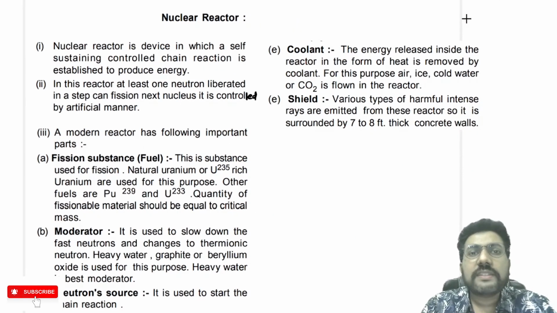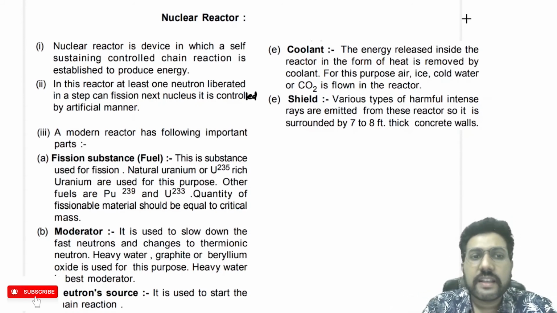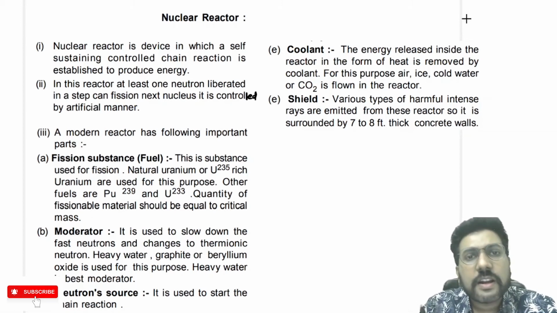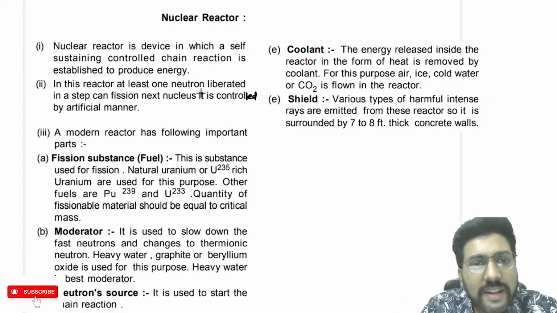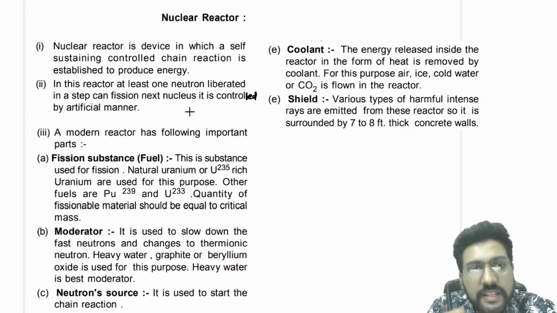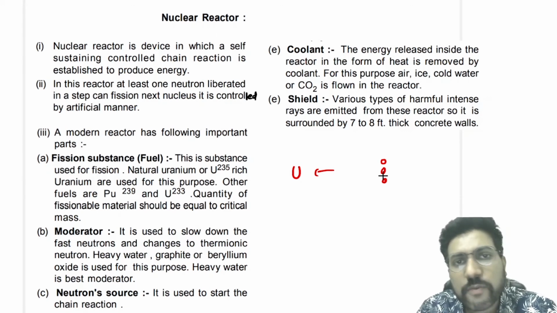Now, what is a nuclear reactor? A nuclear reactor is a device in which a self-sustaining controlled chain reaction is established to produce energy. So a nuclear reactor is a device where you produce energy in a controlled way. In a nuclear reactor, at least 1 neutron liberated in a particular step can fission the next nucleus. That means it is occurring in a controlled manner, or it is controlled artificially. We know that whenever a neutron strikes uranium, after fission 3 more neutrons, or on an average 2.5 more neutrons, are generated.